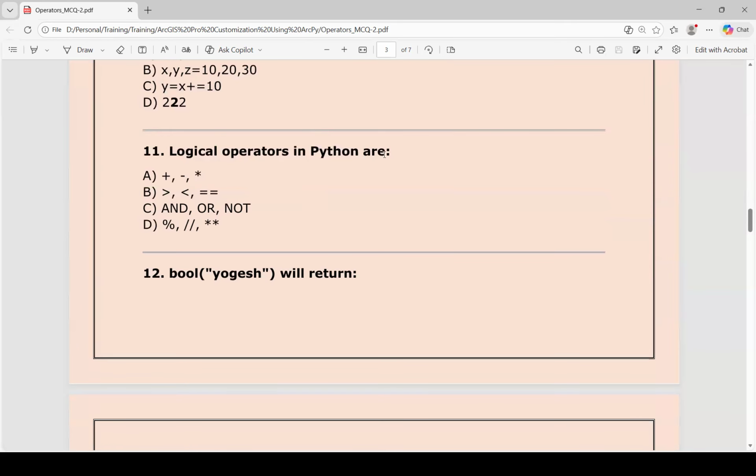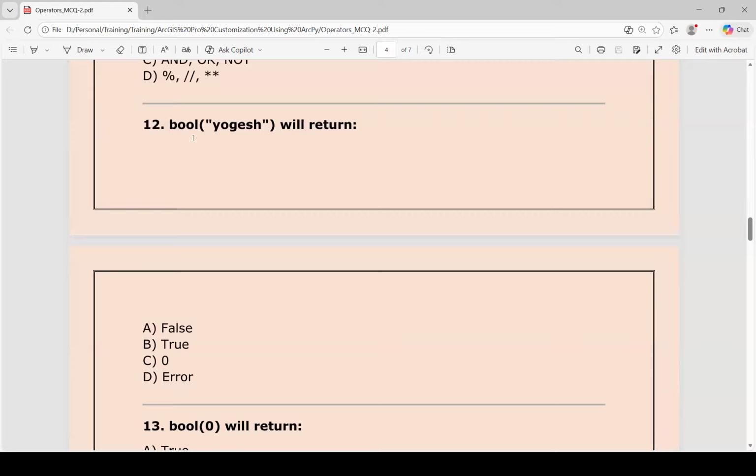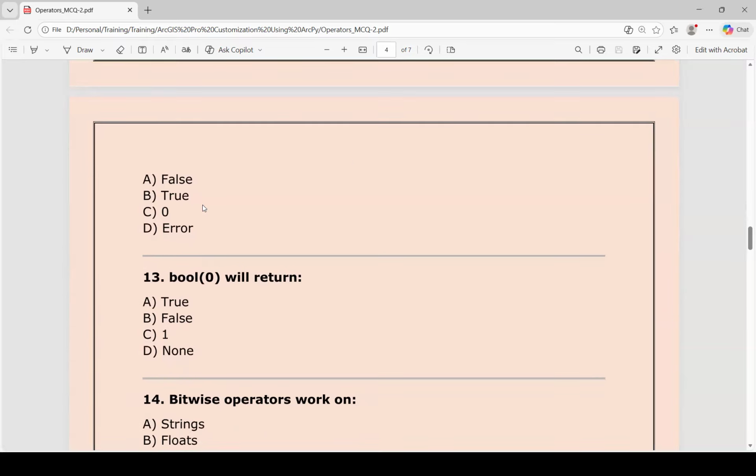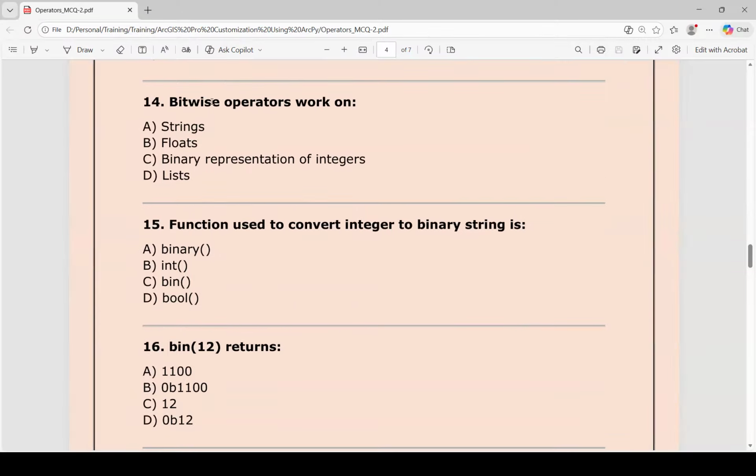Logical operators in Python are what? Which one? And, or, not. Okay. Bool of Yogesh will return what? True. Any such thing will return true only. Bool of 0 will return False.